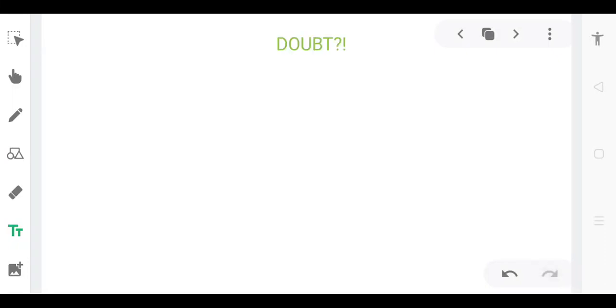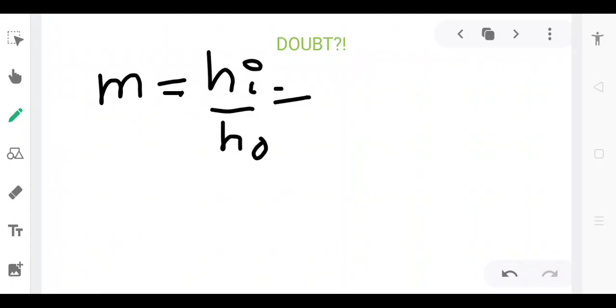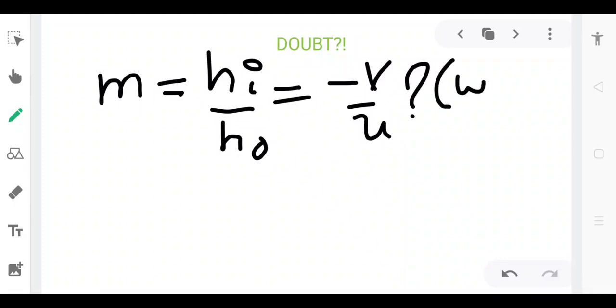The doubt was, Sir, all of us know that the formula for magnification is m equals hi divided by ho equals minus v divided by u. Sir, why only a negative sign for the v by u quantity, and not for the hi by ho quantity? So this was the doubt.